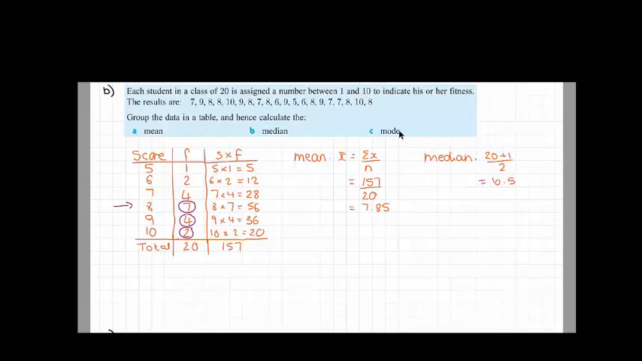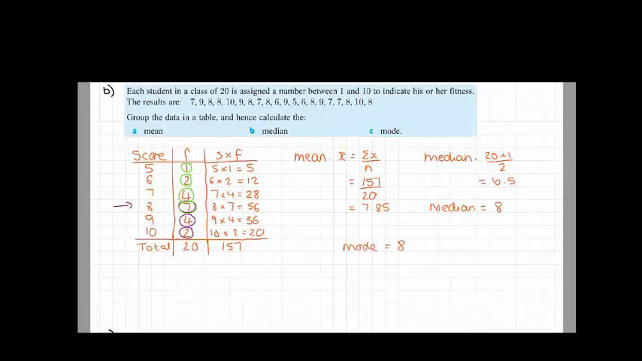If we did it from the top instead, what you'll see, we start with 1, we go 1, plus 2 is 3, plus 4 is 7, plus 7 is 14. So once again, that 10.5 ends up being where the score is 8, so our median will just be 8. Mode, we're just looking for the most common, so you just look at your frequency, which one has the biggest frequency, and you will see that it's also 8.